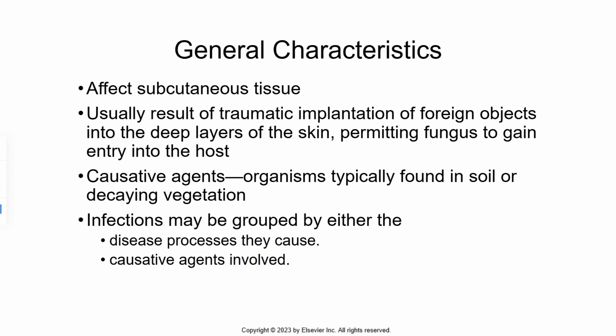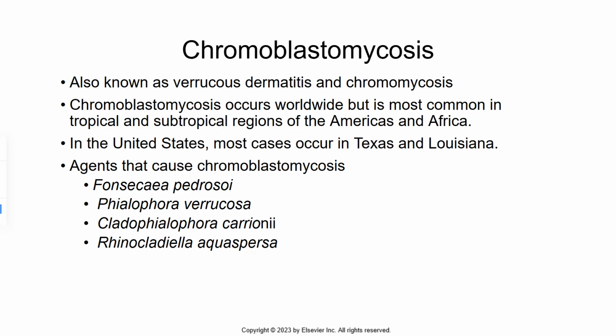In other words, you get a cut, you get stabbed with something in the garden, and this gets deeper into the skin. Causative agents: organisms are typically found in soil or decaying vegetation. Infections may be grouped by either the disease process they caused or the causative agents involved.